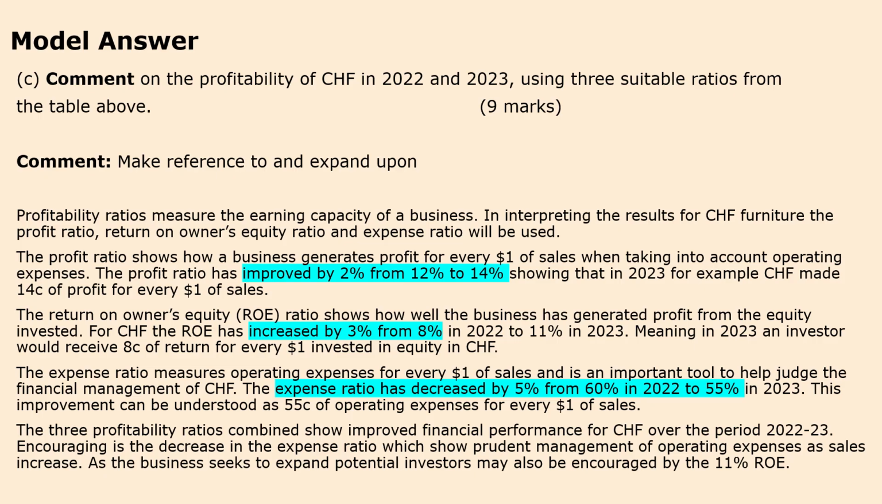And again, I think it's always good just to round it off with a little conclusion, which basically sums it all up by saying that the business is moving in the right direction because its expenses are decreasing while sales are increasing. And remember, if you read through the rest of the case study, this business was looking to move into Indonesia and potentially seeking investment, which the investors would be encouraged by its 11% return on owner's equity.